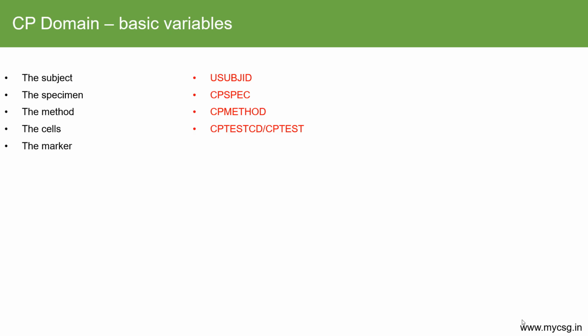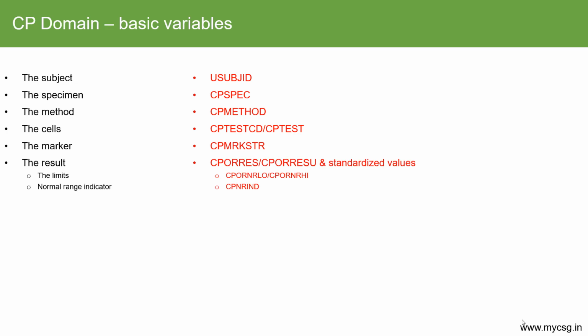And then we have a variable that is used to store the marker related information. That is CPMRKSTR, marker string. The result of the assessment is stored in a series of variables related to the result and result unit: CPORRES and CPORRESU, where U is for unit. And we have our standard result variables available to store: CPSTRESN, CPSTRESC, and CPSTRESU. Then the lower limit and upper limit of the normal range are stored in CPORNRLO and CPORNRHI. And if we are standardizing the units, those limits go into CPSTNRLO and CPSTNRHI.